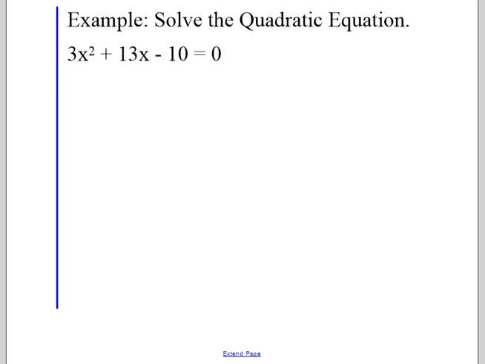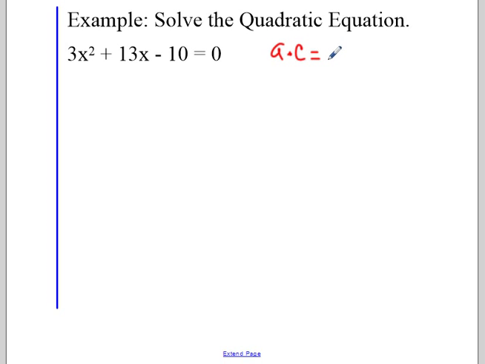This is our last example for this video. In this situation, I look across the 3x squared, the 13x, and the 10, and I'm not really noticing any kind of GCF. So I'm not going to try to pull out any numbers. Instead, let's try to factor it with the A times C style from the last video.